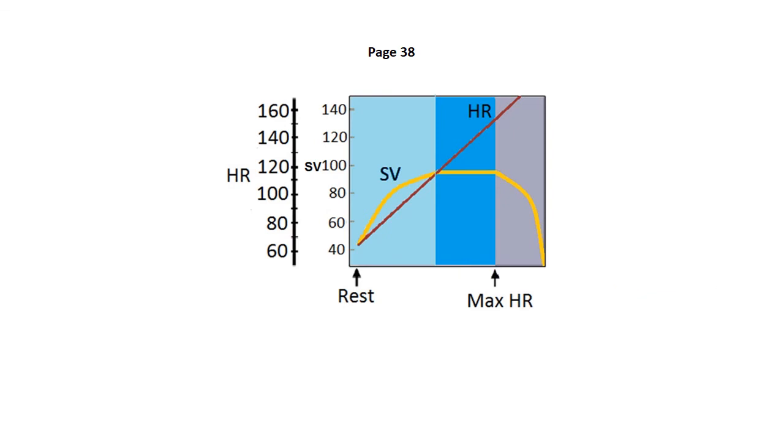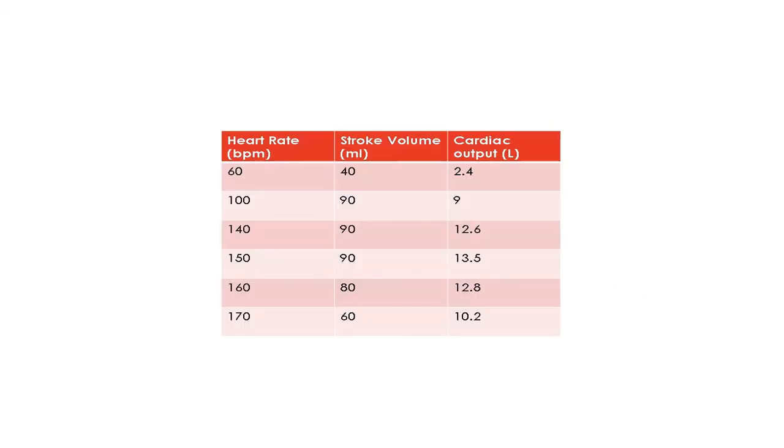Now, if we look at this image here, I think it's just a page over in the book. I used an example here of a female, somewhere around 70, 75 years old. Notice that if we take her heart rate and her stroke volume and multiply them, we get cardiac output. At a heart rate of 60, this lady had a stroke volume of 40, giving us an output of 2.4. Nice and low, she's at rest, she doesn't need any more than that.